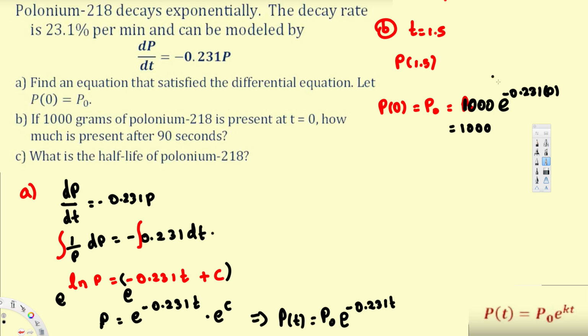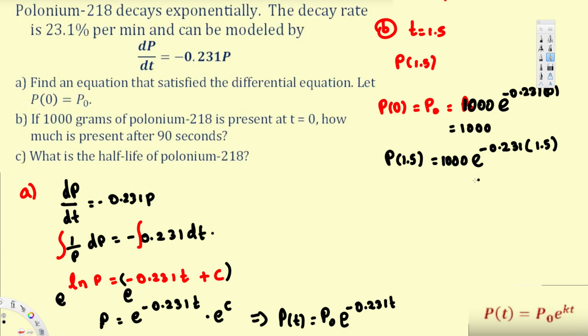Now let's go ahead and plug it into the equation. We are trying to find P(1.5). P(1.5) is going to be 1000 e^(-0.231 times 1.5), because we are trying to find the amount after 90 seconds, that's 1.5 minutes. If you calculate this one you will end up with 707.16 grams. So that's going to be the answer for the second question.